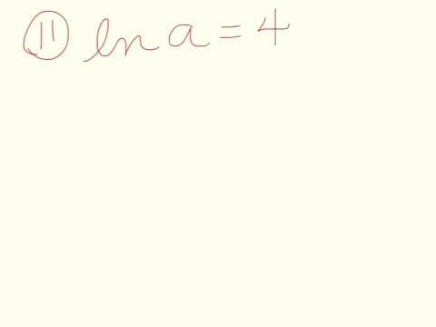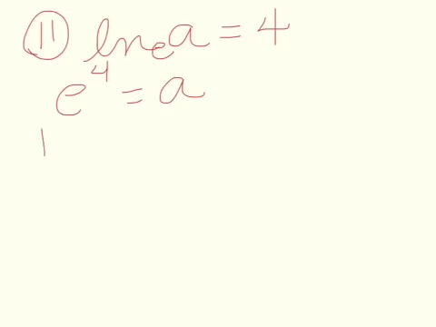Let's look at numbers 11 through 20. Again, it says to solve it. If I look at number 11, remember ln is natural log. It's understood to have a base of e. So if I write that in exponential form, e to the 4th equals a. And I'm good with that.